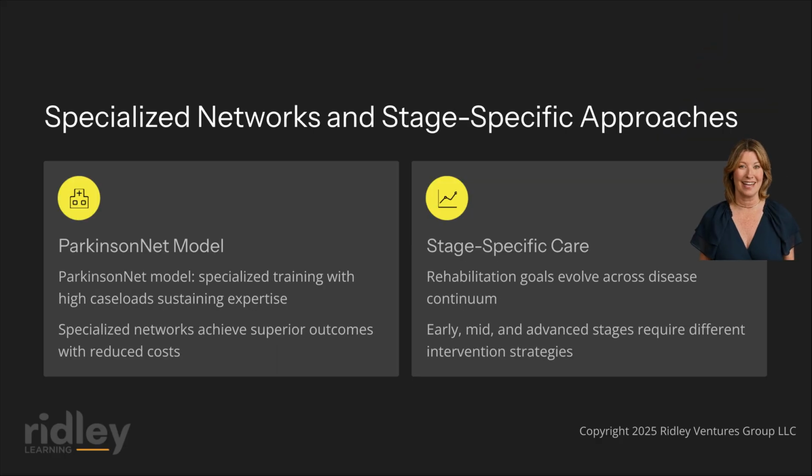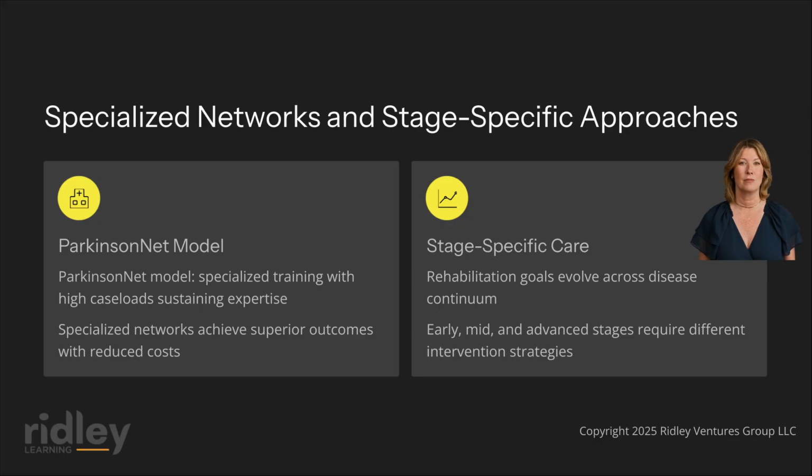Specialized multidisciplinary networks have emerged as a particularly effective model for delivering high-quality Parkinson's disease care. These networks, exemplified by the Parkinson Net model developed in the Netherlands, train allied health professionals in disease-specific assessment and treatment approaches while maintaining high caseloads that sustain expertise. Evidence demonstrates that specialized networks achieve superior outcomes while reducing healthcare costs, with patients requiring fewer treatment sessions to achieve therapeutic goals. The success of these models has prompted international efforts to establish similar networks and address global disparities in access to specialized Parkinson's disease care.